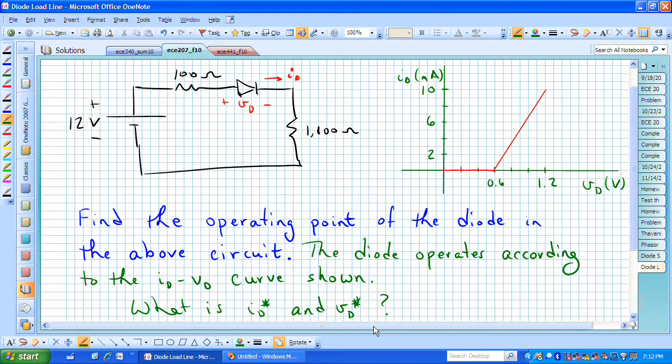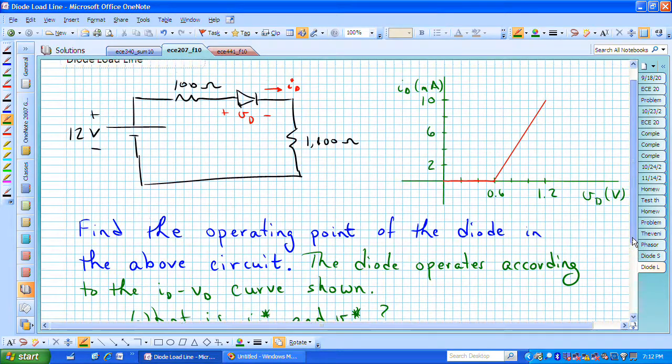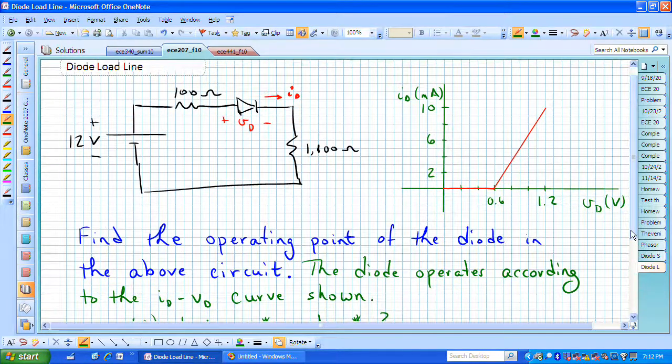The way to solve this, if it's a more complicated circuit, is you might want to find the Thevenin equivalent between the two terminals of the diode, which could be labeled A and B. In this case, it's really not necessary. We just have a single mesh. But if we wanted to, I think you can see that the Thevenin equivalent between A and B is a 1200 ohm resistor in series with a 12-volt battery.